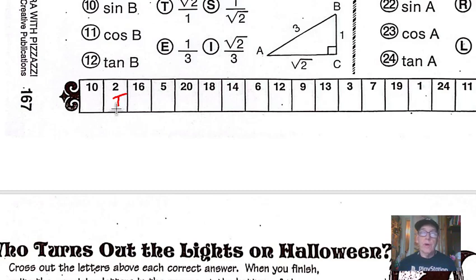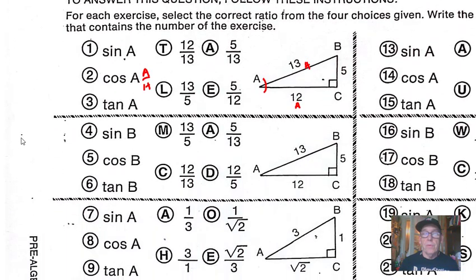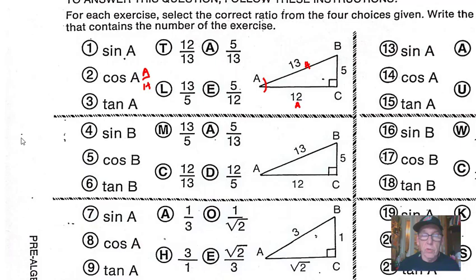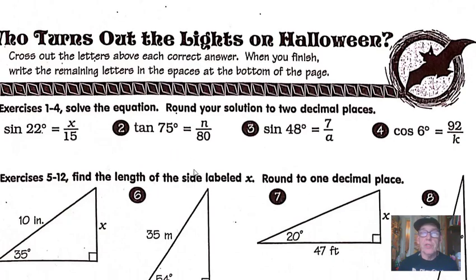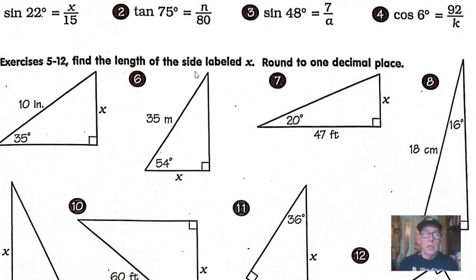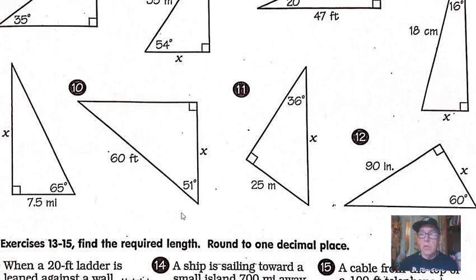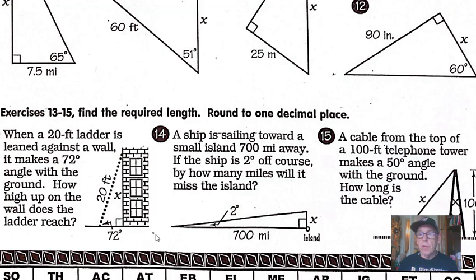And if you're doing these correctly, this will spell out something that makes sense as the answer to the question at the top, which is why did the saltine lock itself in the bank vault? So this is good practice to make sure that you are correctly using sine, cosine, and tangent ratios. The who turns out the lights on Halloween are practice problems, finding different side lengths in triangles, and also there are some problems like with ladders, and here's the guy wire of a tower.